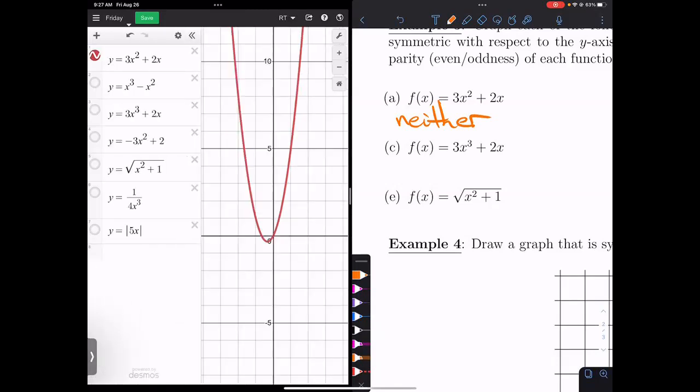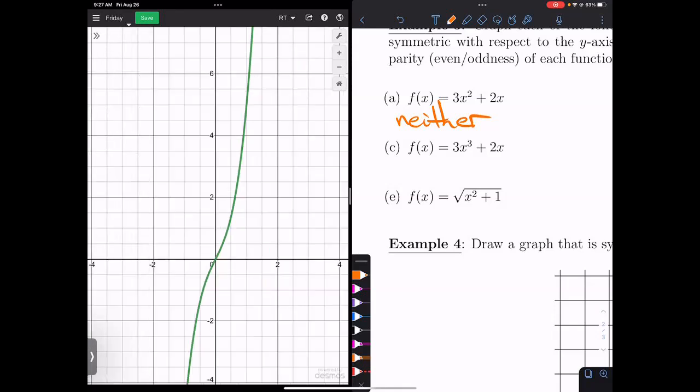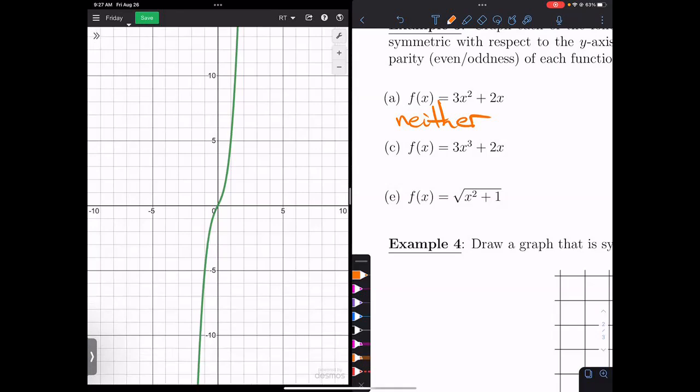Okay, C is 3x cubed plus 2x, that one. Part C, what do you think? Origin? Okay, how can you tell? Okay, yeah, you could actually work it out, right? Or we can tell from the graph, if you wanted, you could highlight some points and look at them, and see that they've got the same coordinates, but the signs are opposite, right?